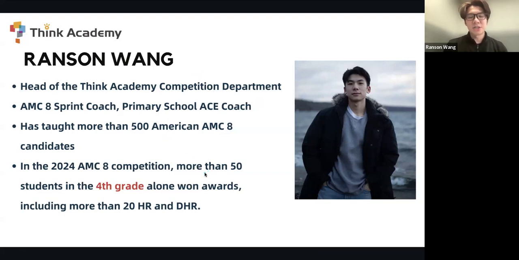I'm teaching that group of students, and I have also taught more than 500 American MCA candidates. In 2024, the previous year, in the MCA competition, because I only coach grade 4 students right now, more than 50 students in the 4th grade alone won awards. Those are my students, including more than 20 honorable and distinguished honorable students, and they are only in the 4th grade. So I have plenty of experience regarding MCA, especially for primary students. But later I will talk about both primary and middle school students in general as well, so don't worry if you belong to either group. Okay, so that's basically about myself.